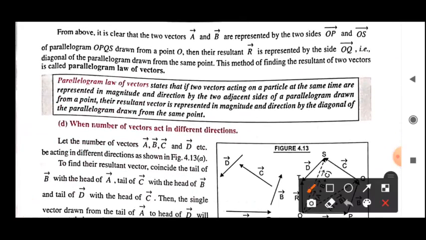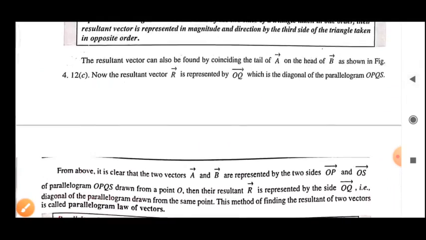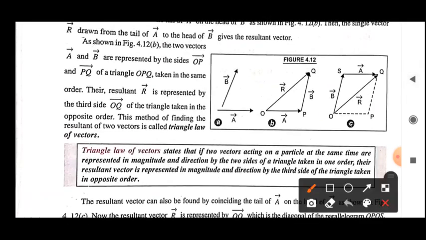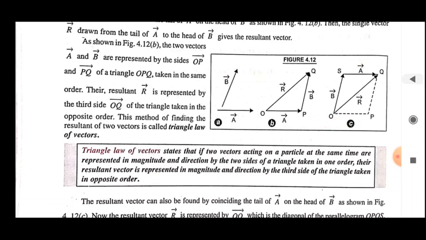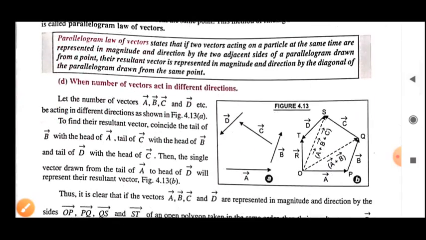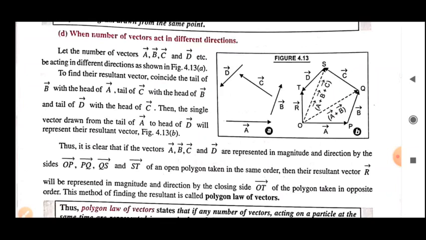Now let's see the second law, that is the parallelogram law of vectors. It states that if two vectors acting on a particle at the same time are represented in magnitude and direction by two adjacent sides of a parallelogram drawn from a point, the resultant vector is represented by the diagonal. So here as in the figure, we can represent the two vectors by two sides of the parallelogram, then its diagonal will represent the resultant vector. So these are the two methods to add vectors or to find the resultant of the vectors.